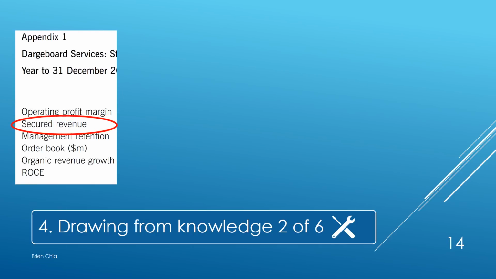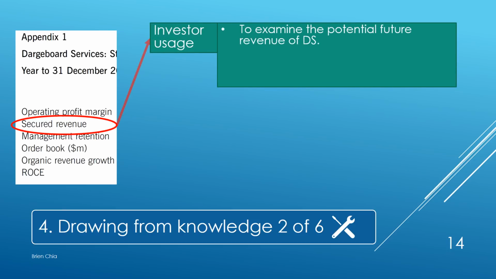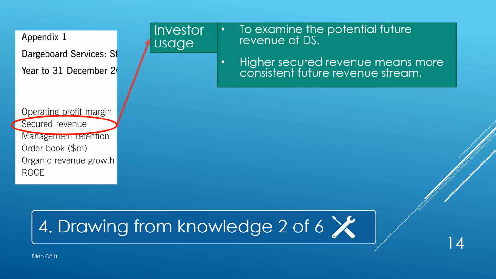Secured revenue is the second KPI. And how would an investor use secured revenue? It basically tells them, look, this revenue is consistent or not consistent, and it's a very easy interpretation as well. Higher secured revenue means a more consistent future revenue stream.